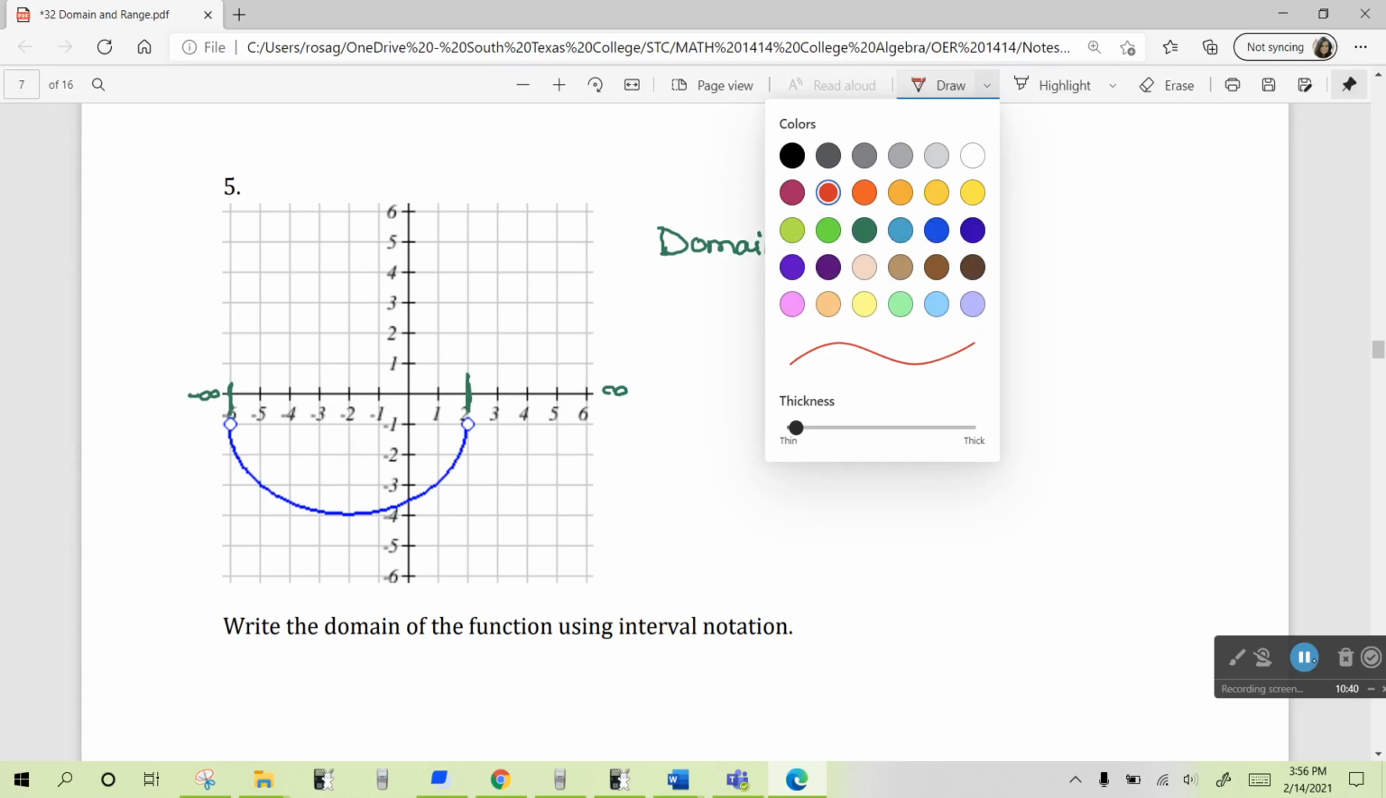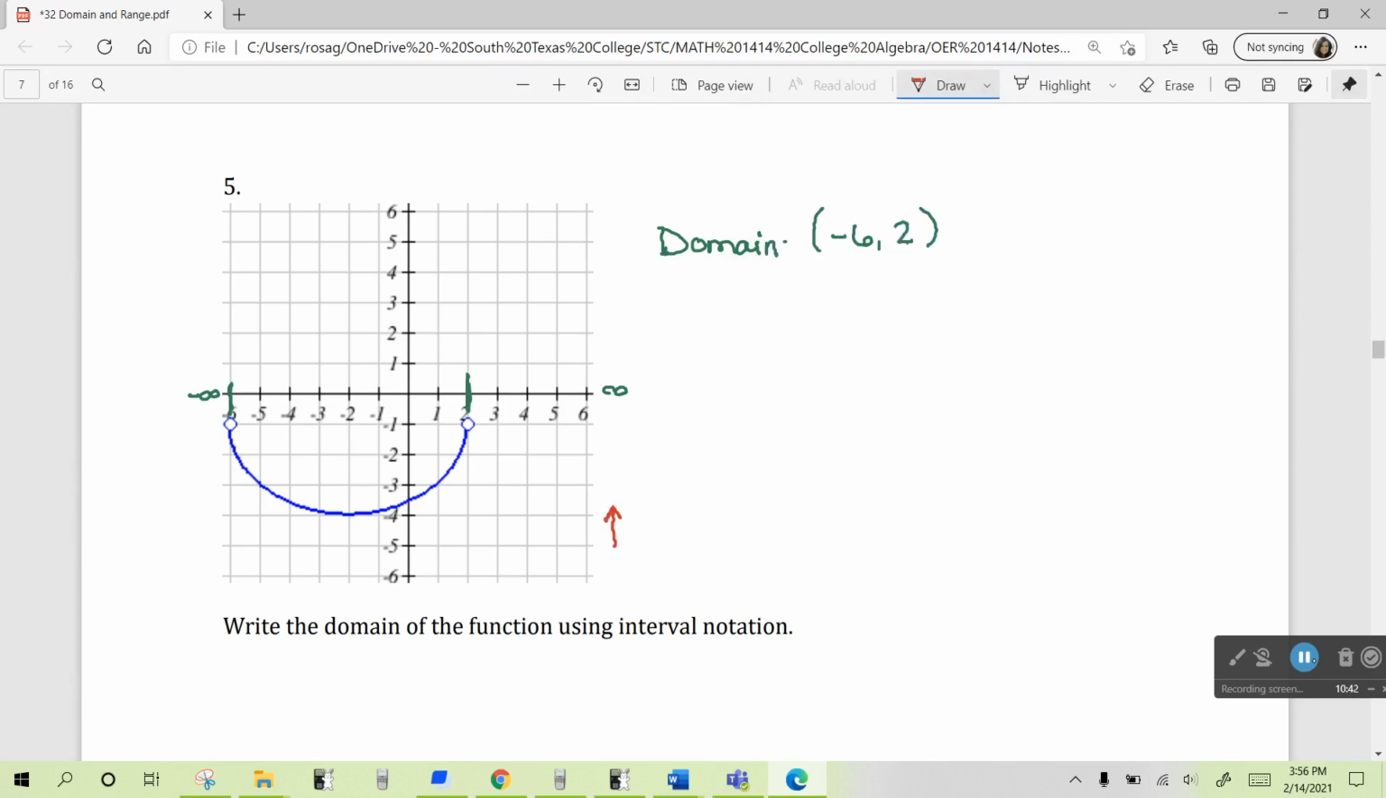Now when it comes to the range, it's from the bottom to the top. So where does it start on the y's? It starts right here. And where does it end? Right here. So then the range would be, now the -4 is in brackets because it's part of the graph, and then the -1 would be in parentheses.